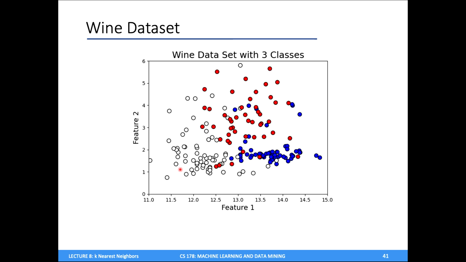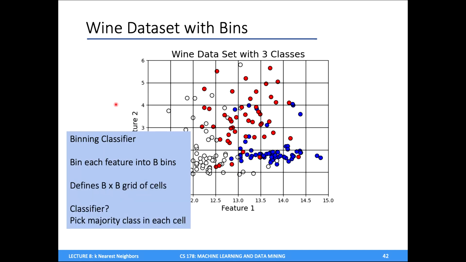So again, let's look at our wine data set. Here I've got my data points plotted. And what I'm going to do is introduce a toy classifier that doesn't really get used in practice, but is good for illustrating this idea of data point density.